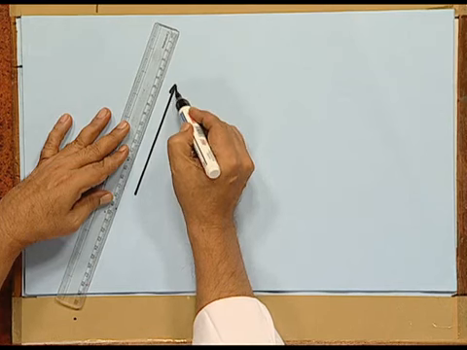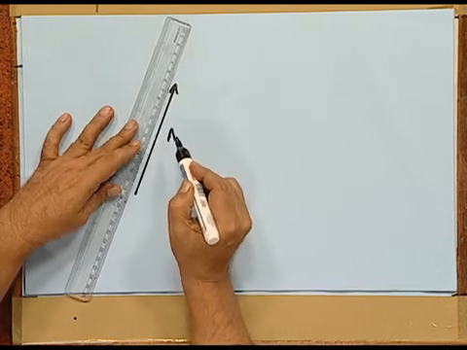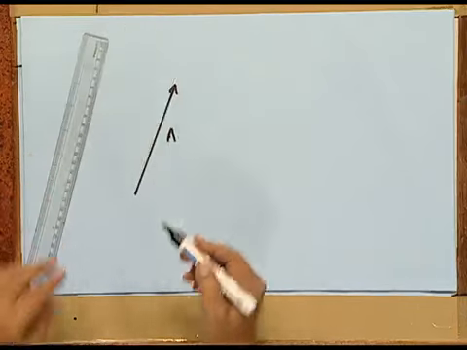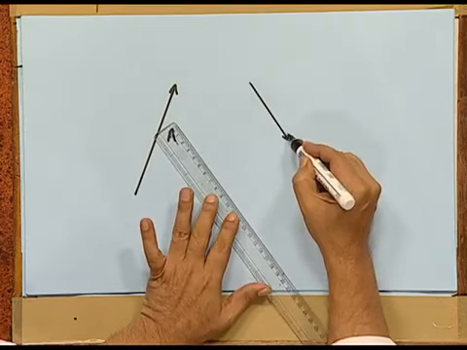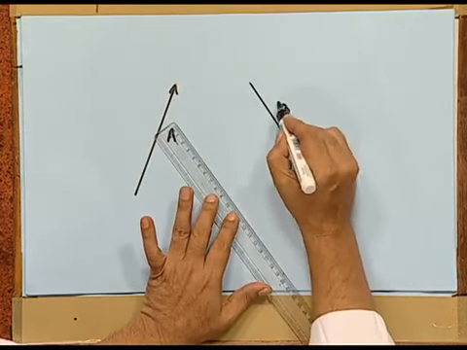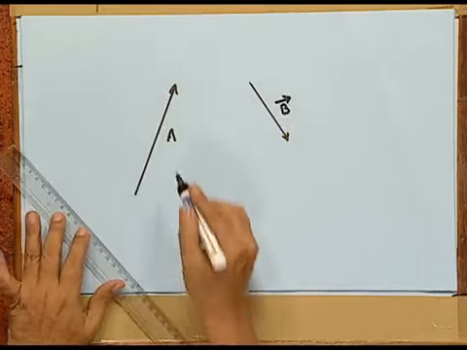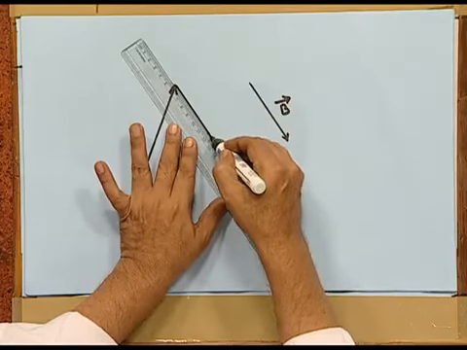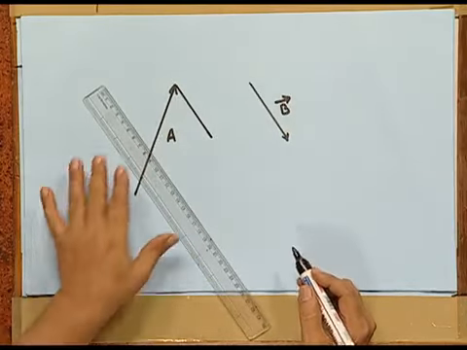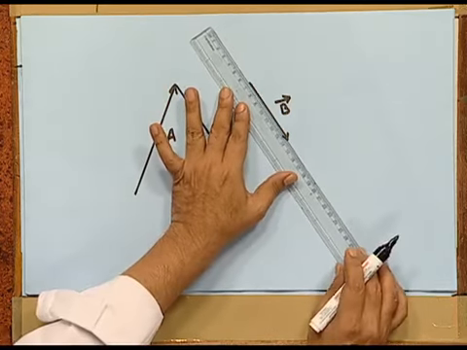Consider a vector A and vector B. How do we add these two vectors? Vector B and vector A are given. Now, you draw a vector parallel to B at the head of A. This length and the direction should be the same, but parallel to B.